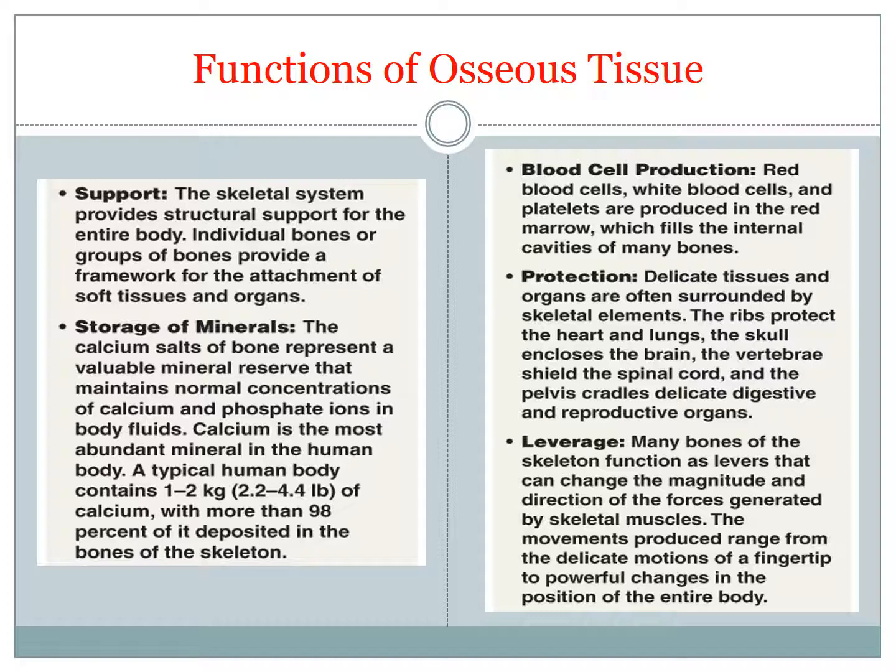The calcium salts of bone represent a valuable mineral reserve that maintains normal concentrations of calcium and phosphate ions in the body fluids. Calcium is the most abundant mineral in the human body. A typical human body, for example, contains 1 to 2 kilograms of calcium, with more than 98% of it deposited in the bones of the skeleton.